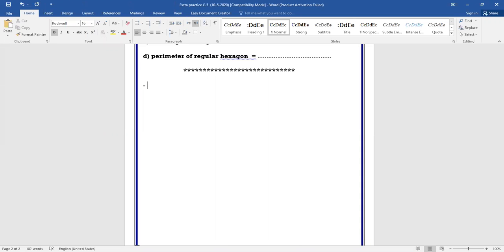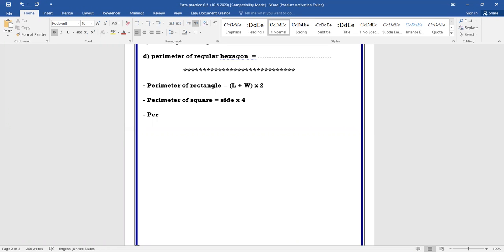As we said before, perimeter of a rectangle will be length plus width, multiply by 2. Listen to me, please. Perimeter of a square is side multiply by 4.